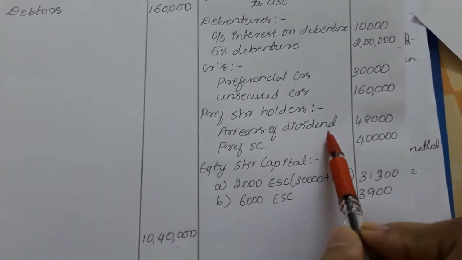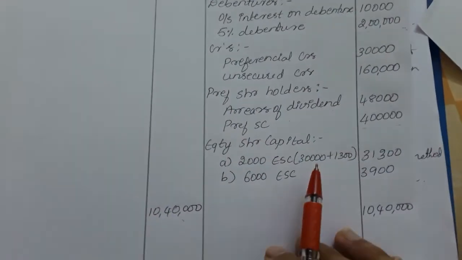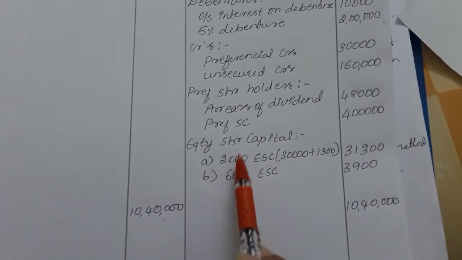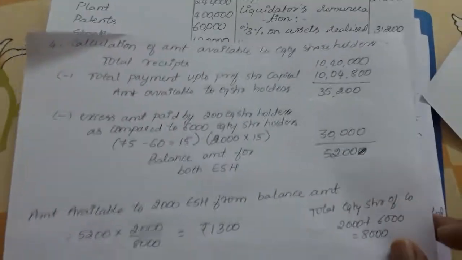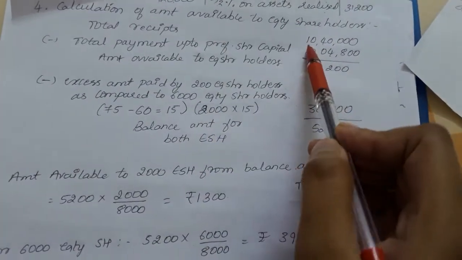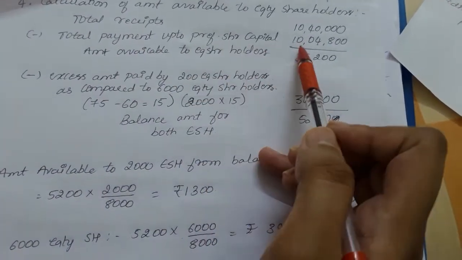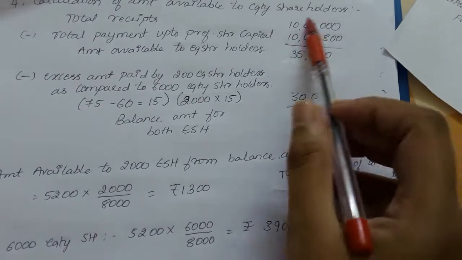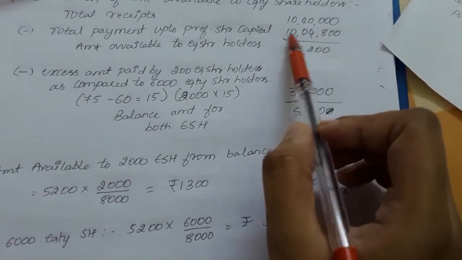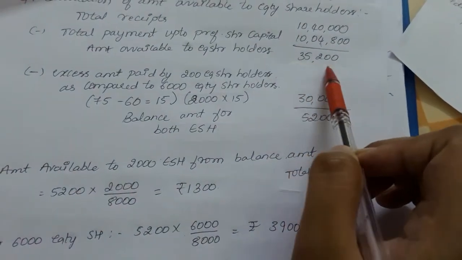First we will be paying the arrears of dividends, 48,000, and preference capital of 4 lakh rupees. Now we need to see the amount available to equity shareholders. In the calculation, total receipt is 10,40,000. Total amount payable up to preference capital is 10,04,800. So the amount available for equity shareholders is 35,200.